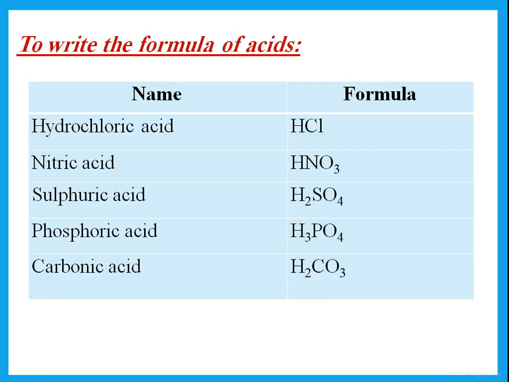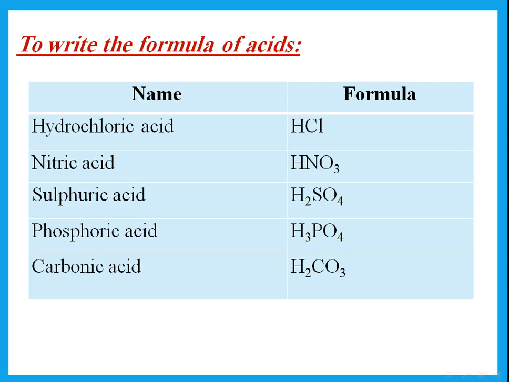Okay? Another thing that you need to remember, how do you write the formula of acids? Now, any acid will start with H. So, hydrochloric acid, nitric acid, sulfuric acid, phosphoric acid, carbonic acid, they all start with H. Now, you need to know which one is hydrochloric. It is the acid that has chlorine. So I have the H with a Cl. Each of them has a valency of 1, so I don't write anything under each of them.